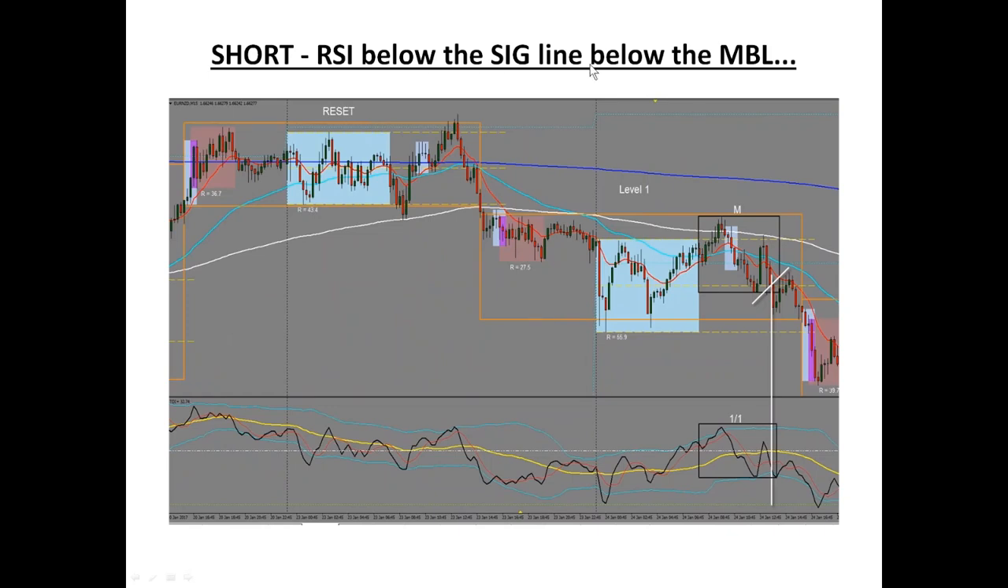Short RSI line below the signal line, below the market baseline. That's the ideal situation. Here is my blueberry. Here is my ugly anchor. They do the visible stop hunt, then they drop. Boom, the 50-200 cross locks this ugly anchor.